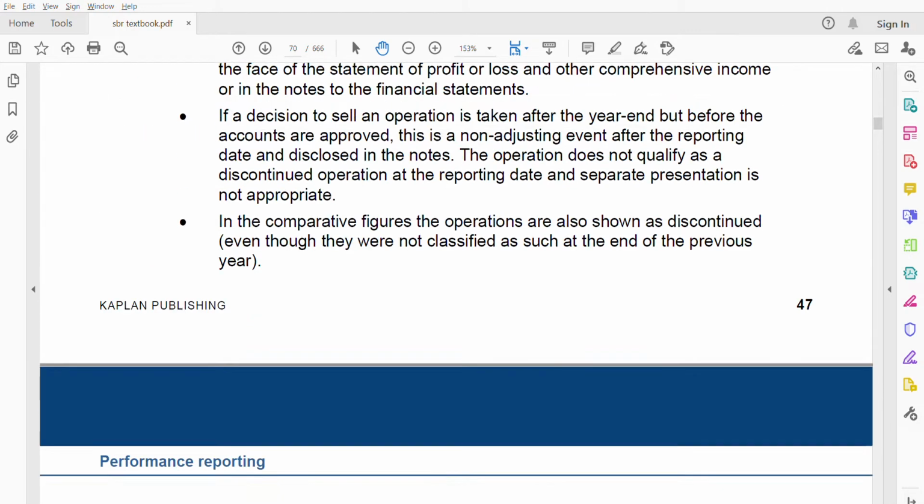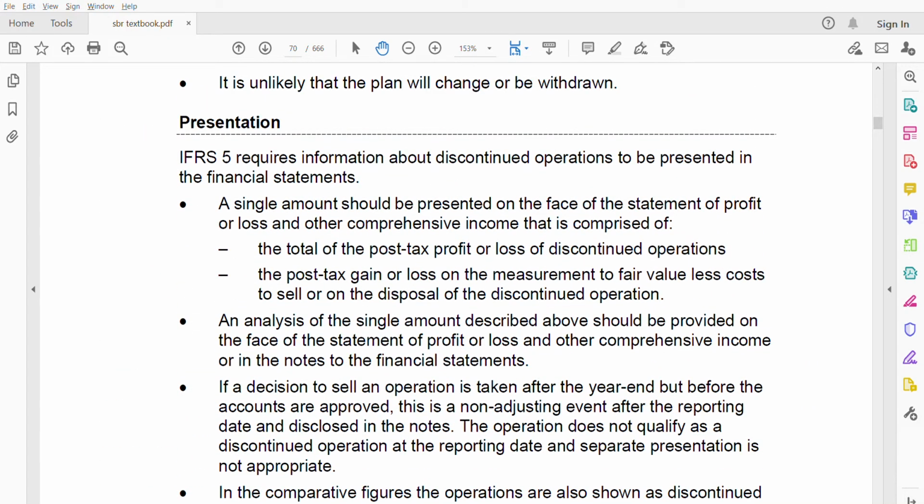Okay, there are 4 things and we have the example also. A demo has been there, how it looks like. Before going there, let us read. Number 1, a single amount should be presented on the face of the statement of profit and loss or other comprehensive income that is comprised of. Okay, that should come definitely in the statement of profit and other comprehensive income.